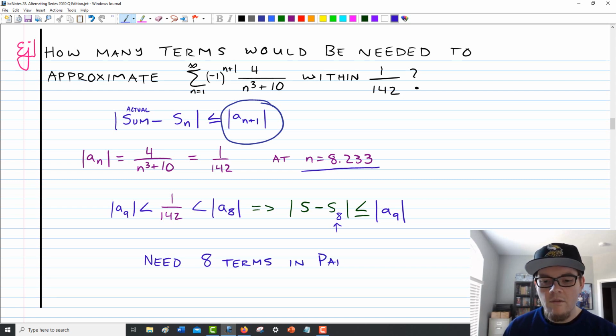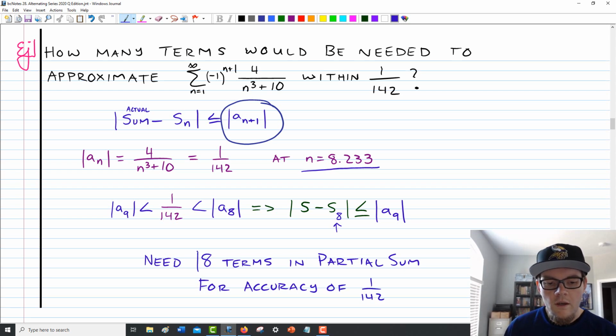I'll even write this all out. Partial sum for that accuracy. I'll actually just say for accuracy of 1/142. So there is our answer.